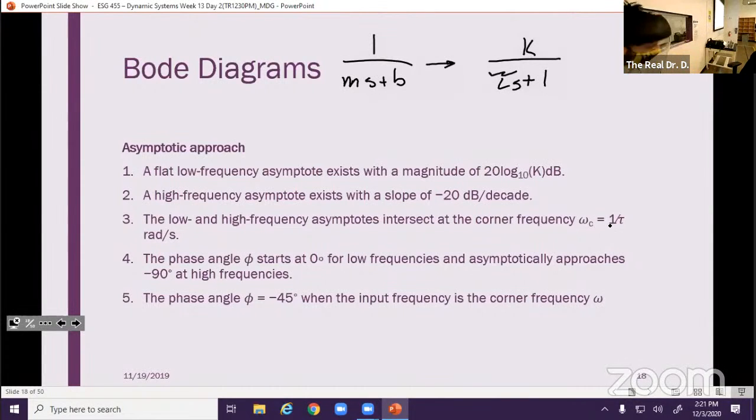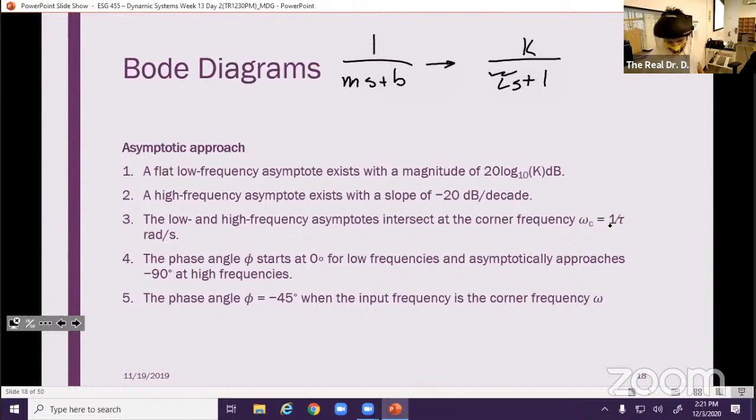We also have a high frequency asymptote of negative 20 decibel per decade. And that starts at what we call the cutoff frequency. The two asymptotes meet at the corner. Sorry, not the cutoff frequency, the corner frequency. Cutoff frequency is something else. Dr. Dean, don't go there. At the corner frequency, so called because it forms a corner.